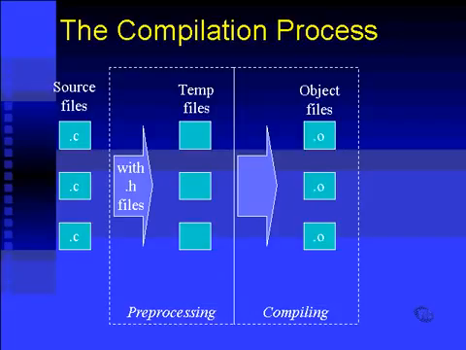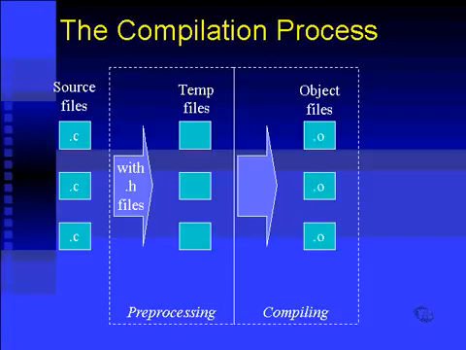The files that come out the other end are called object files. And depending on what operating system you're on, they'll have different extensions. On a Windows or DOS operating system, you'll have a file that ends in .obj, obj being short for object. And on a Unix system, you'll probably have a file that ends in .o, again, being short for object.